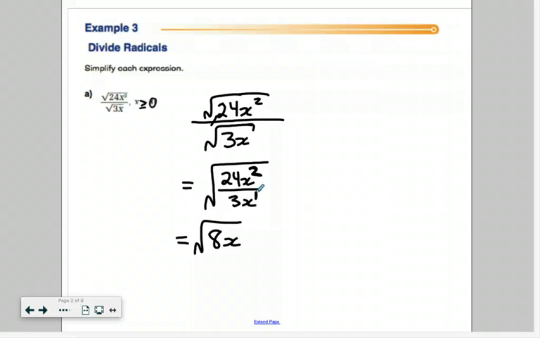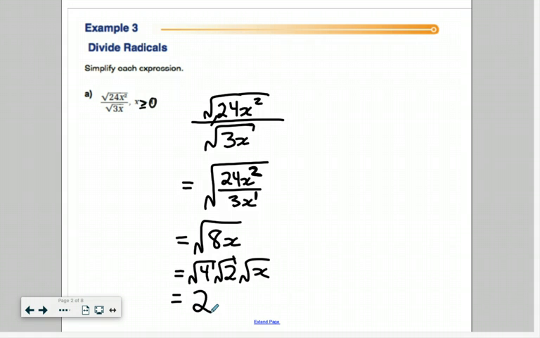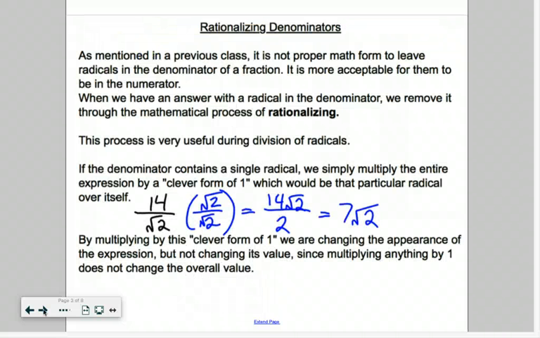Now, like we do with everything, we're going to ask ourselves, can we simplify this? Does 8 or x have any perfect square factors? And 8 absolutely does. It can be broken down into root 4 times root 2, and then of course we still have this root x. The square root of 4 is in fact 2. Can't do anything with the root 2 or the root x, so it's 2 times root 2x, and this is my final answer here. Okay? So when you're dividing, just make sure that you have the same index. You can just do straight division with the radicands between each other and simplify as you go.